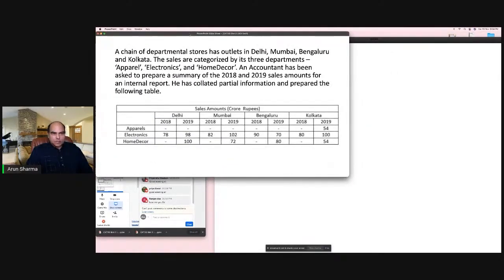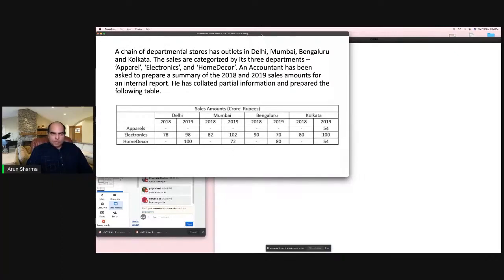So this question says, a chain of department stores has outlets in Delhi, Mumbai, Bengaluru and Kolkata. The sales are categorized by 3 departments: apparel, electronics and home decor. An accountant has been asked to prepare a summary of the 2018 and 19 sales amounts for internal report. He has collated partial information and prepared the following table. Right, so you can see this table.